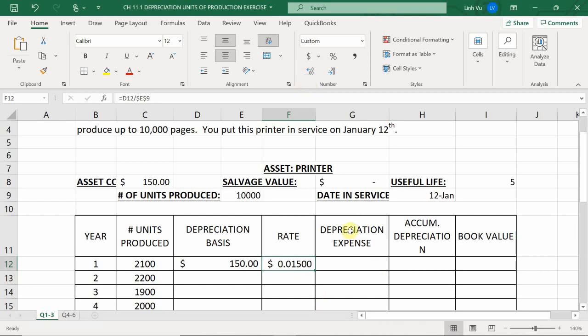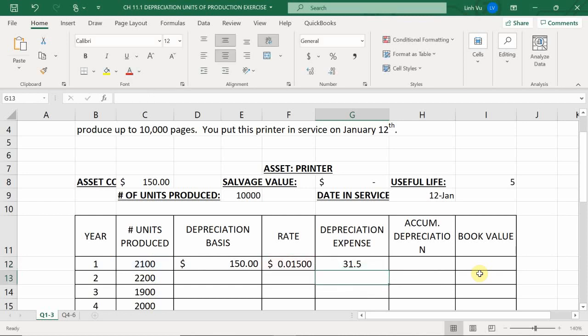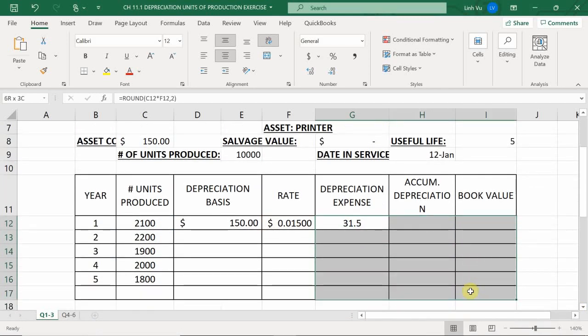Then let's go ahead and determine, if I printed 2,100 pages that year, how much is my depreciation expense for year 1? I'm going to use ROUND. $31.50. Okay, so then what is going to be my accumulated depreciation?